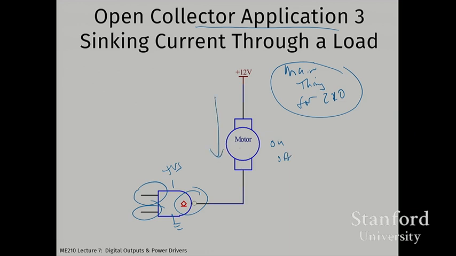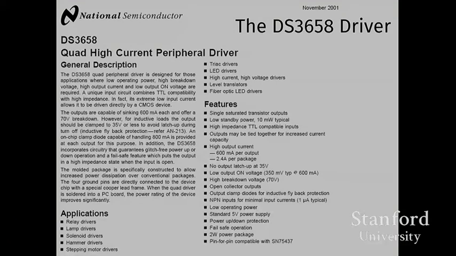And so there's a lot of current flowing through the motor that has to go through this collector to ground. We want the output pin of this open collector device to be capable of handling a lot of current. So let's start talking about some specifics here.